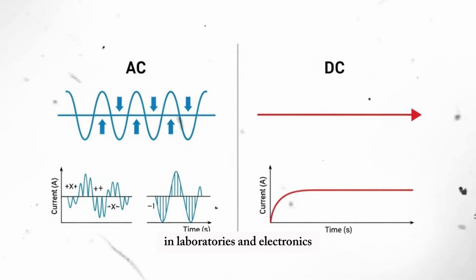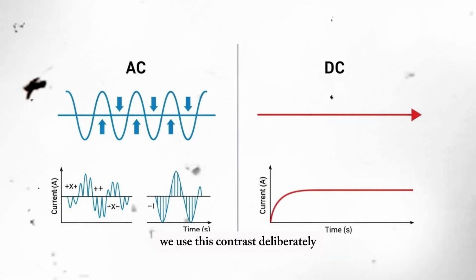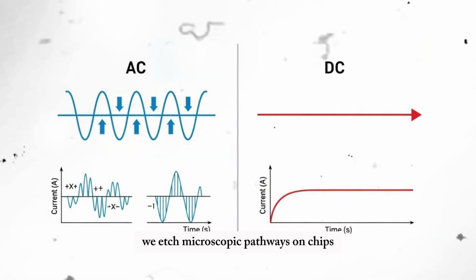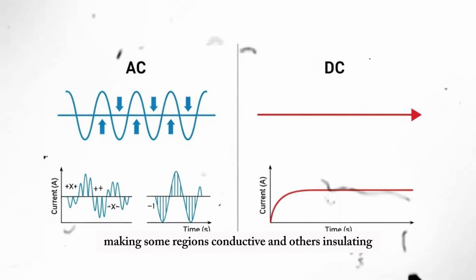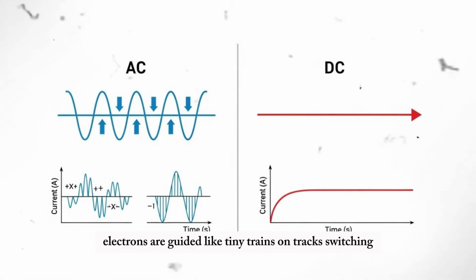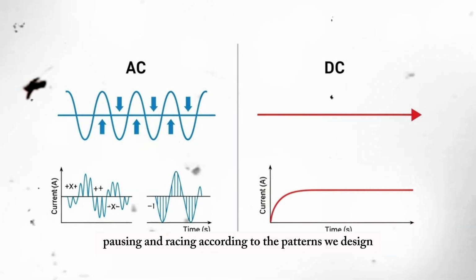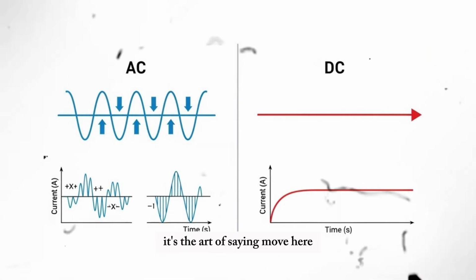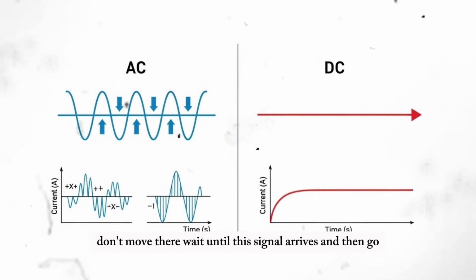In laboratories and electronics, we use this contrast deliberately. We etch microscopic pathways on chips, making some regions conductive and others insulating. Electrons are guided like tiny trains on tracks, switching, pausing, and racing according to the patterns we design. The heart of modern technology is not brute force. It's the art of saying, move here, don't move there, wait until this signal arrives, and then go.